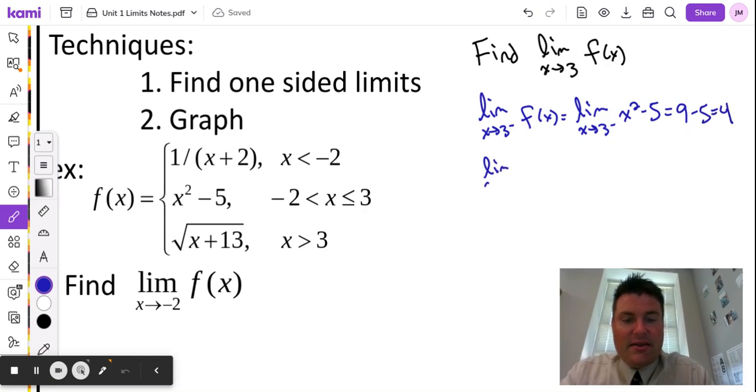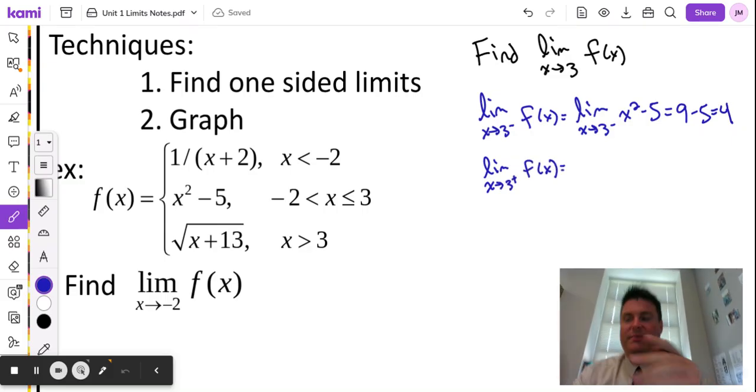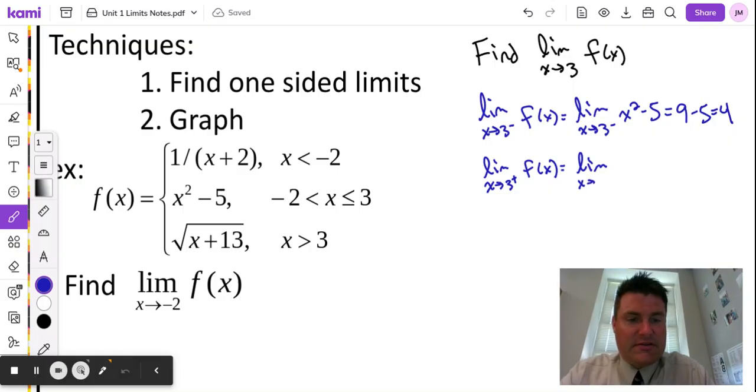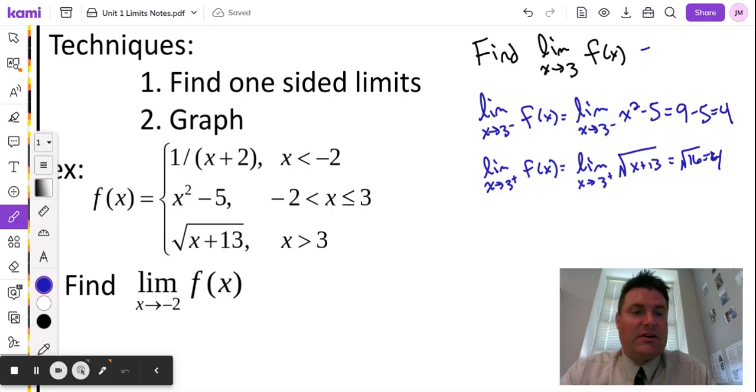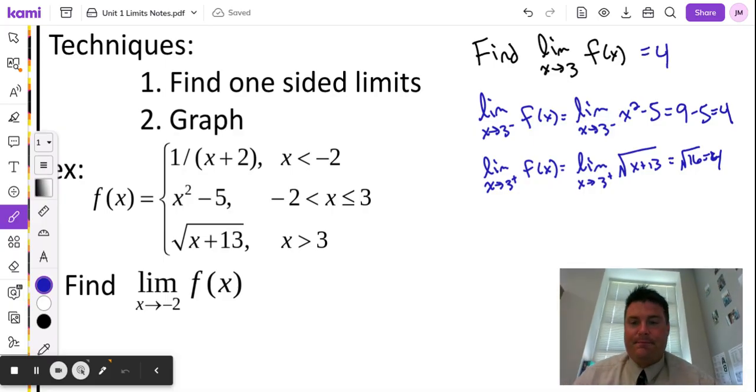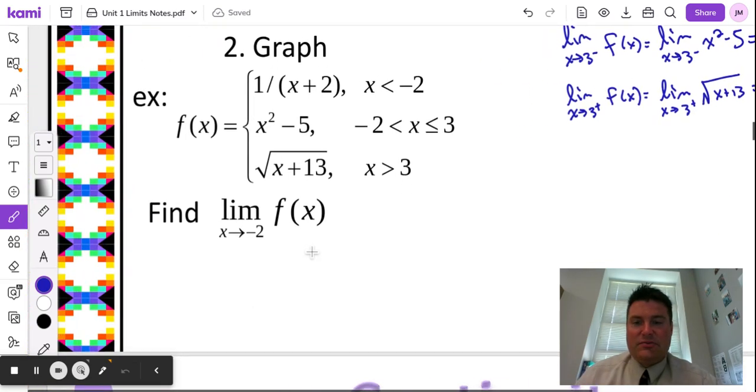Go ahead and look at the right side of 3, which is going to be the bottom piece. So I'm going to go ahead and substitute that f of x in, or the root x plus 13, in for the f of x. Which is going to give me root 16, which is 4. Since I do have those two match from the left and from the right, this does actually equal 4. So I'm good to go there. That one worked out very nicely. Let's see if this next one does.